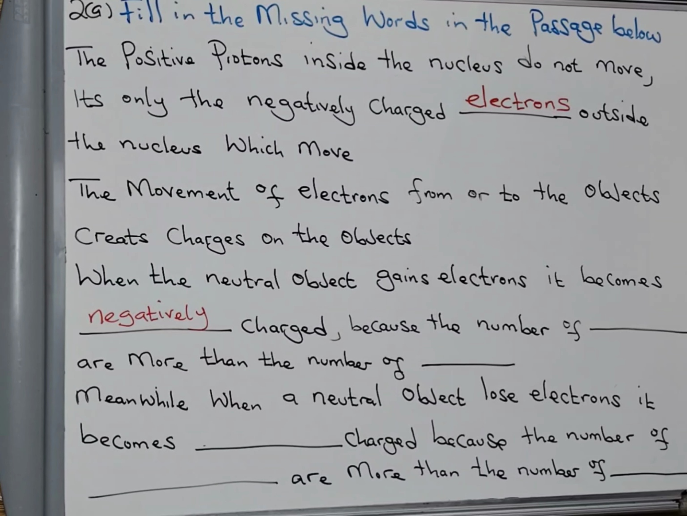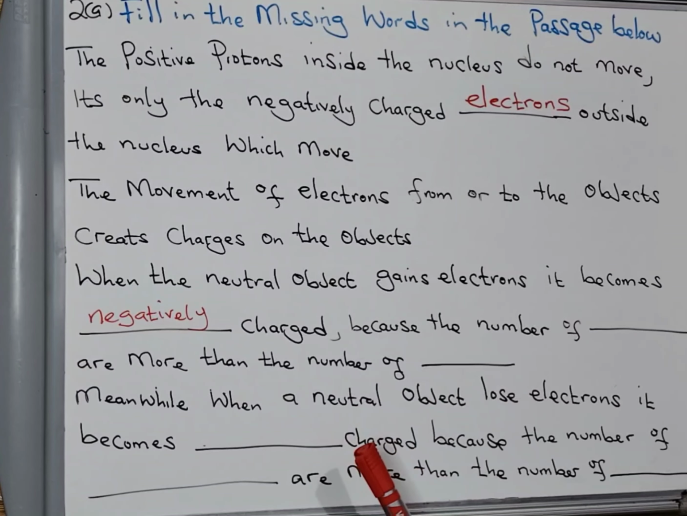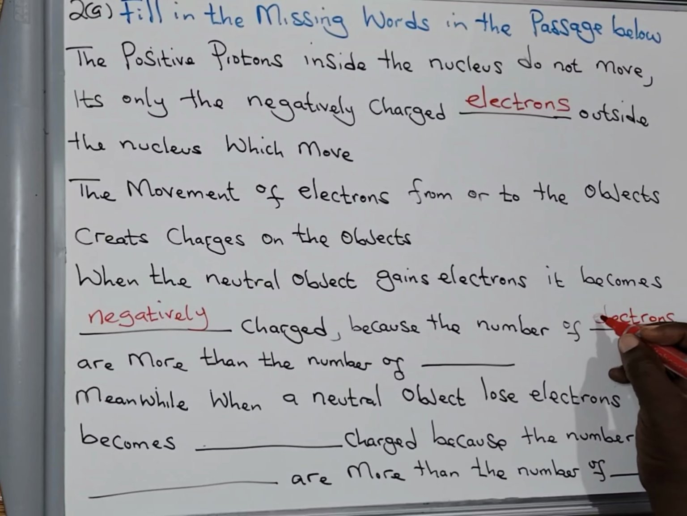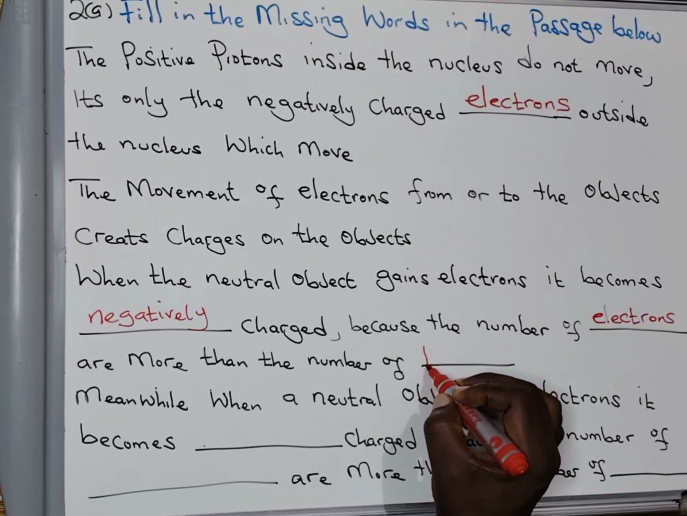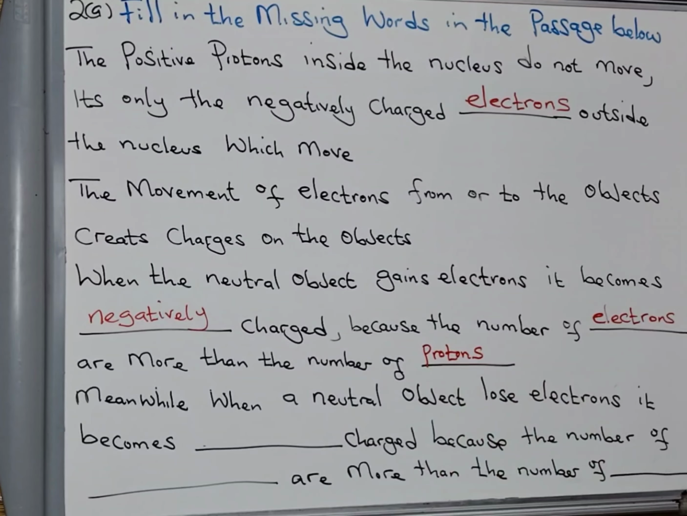Okay, why? Because the number of dash are more than the number of dash. So which are more? The number of electrons are more than the number of protons. Okay. Yes. That's the reason why they become negatively charged. Okay, then we proceed.